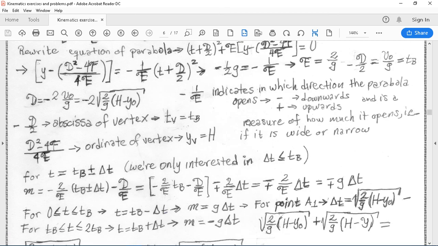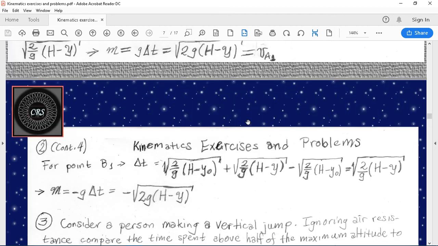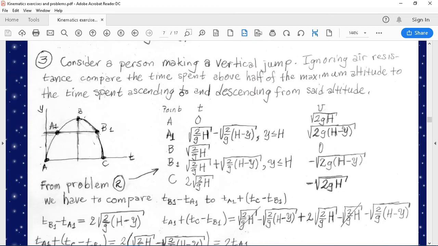Okay, so now we go to the next problem, in which we have a person making a vertical jump. Knowing their resistance, compare the time spent above half of the maximum altitude to the time spent ascending and descending from said altitude. So assuming that A1 and B1 are points corresponding to half of the maximum altitude, which is h, which is yB. So yA1 equals yB1 equals 1/2 of yB, which is 1/2 of h.